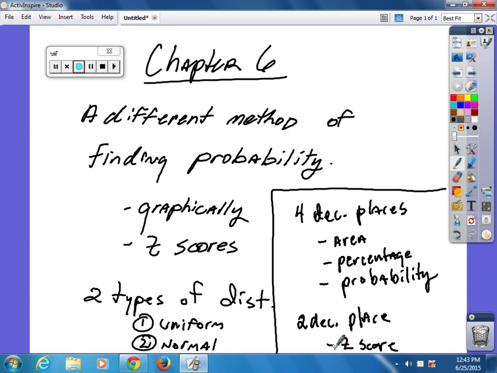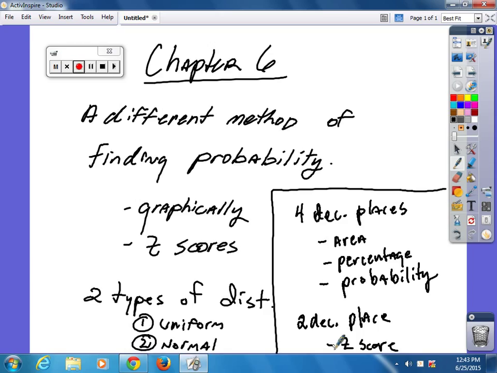Usually when you get a question and you're given 2 decimal places, like 2.62, you automatically should know it's a z-score. If you see 0.4057, that is 4 digits, that is a percentage. It should be automatic.